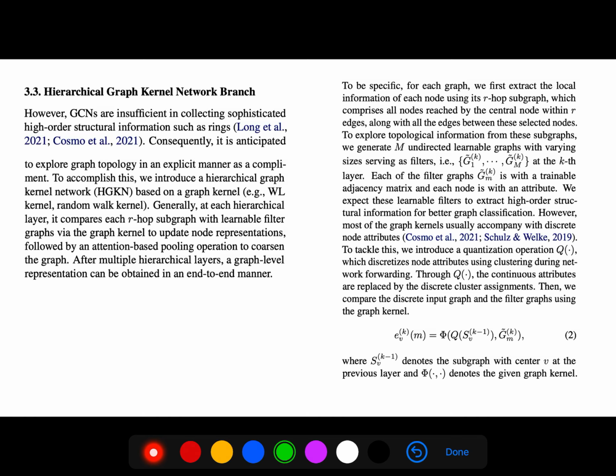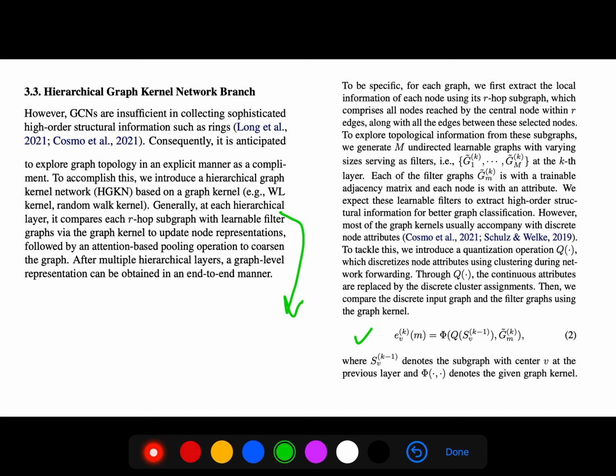So we introduce a hierarchical graph kernel based on graph kernel. At each hierarchical layer, it compares each R-hop subgraph with learnable filter graphs via the graph kernel. This is similar to the work of Professor Bronstein in Oxford University, published in IEEE 2025. It's very similar because here, for example, we compare the discrete input graph and the filter graph. Of course, Professor Bronstein had a much better formulation.